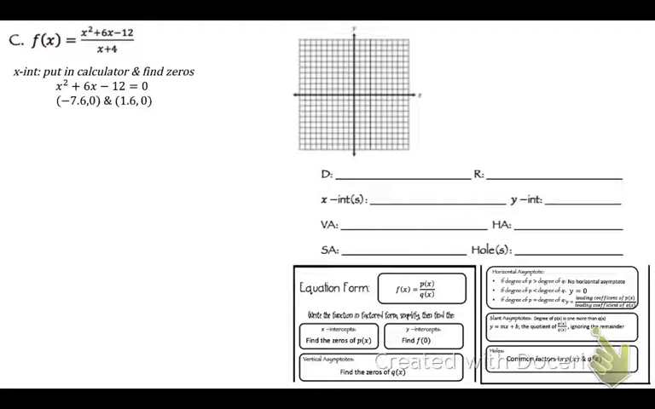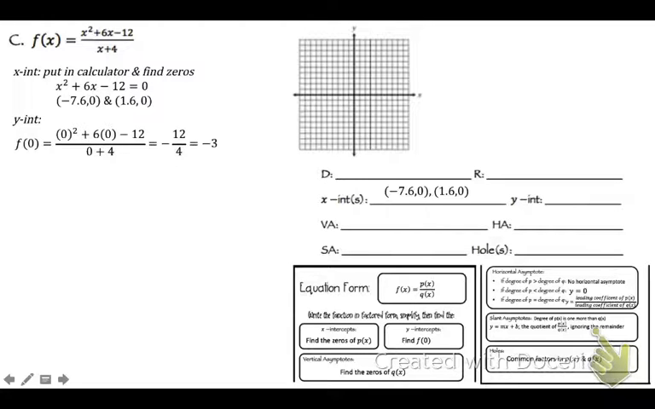The way you do that, just go to y equals, plug it in, and then graph it, and then go second trace and go down to 0 to find those zeros. So those are my x-intercepts. Y-intercept, I'm going to plug in 0 for all my x's, and you end up with negative 12 over 4, which is negative 3. So my y-intercept is (0, negative 3).